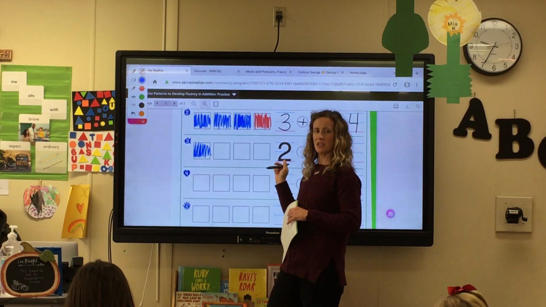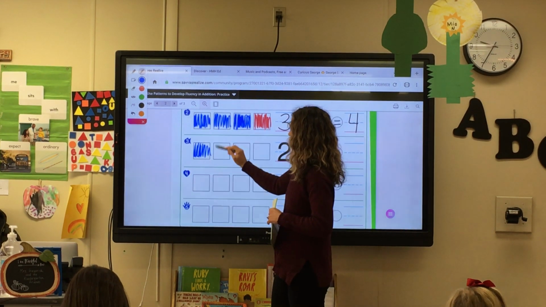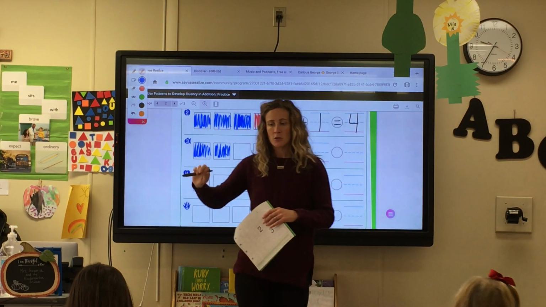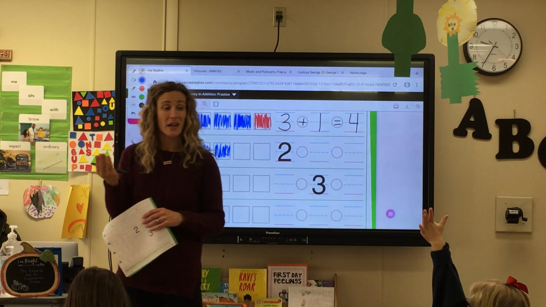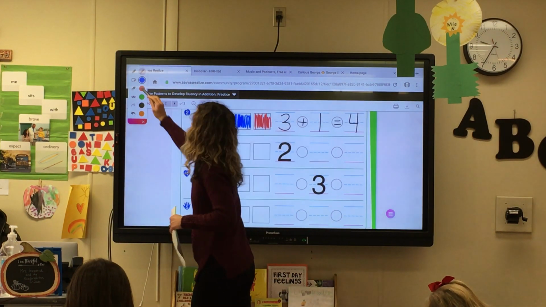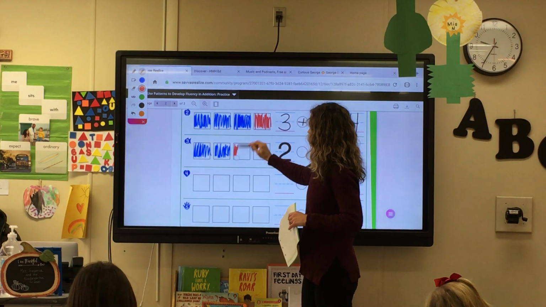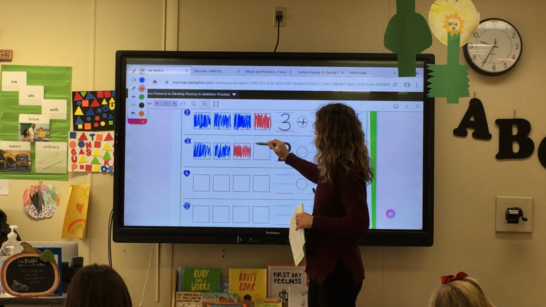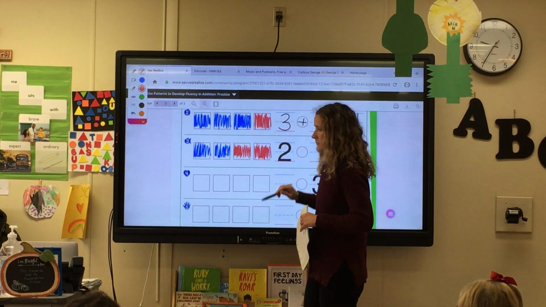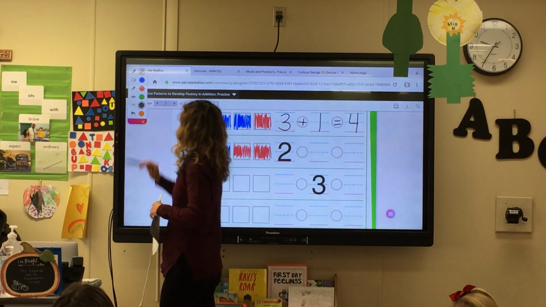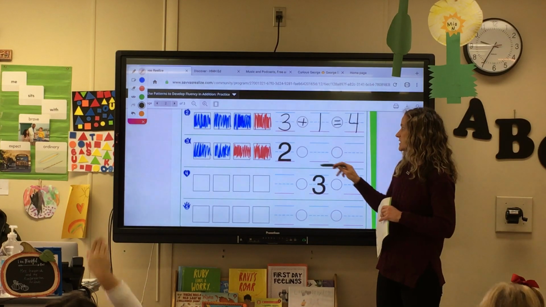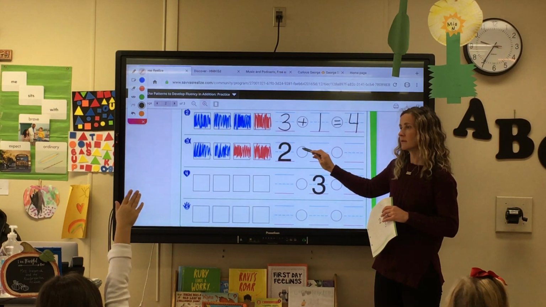And look, they already did the first number for us. Isn't that nice? Help us out a little bit. So we have 2 blue. So if we have 2 blue, how many red, Audra, is that going to be? 2. 2 red. 2 plus 2 is 4. Right? So now, they already gave us the first number. So let's go ahead and let's fill this in.